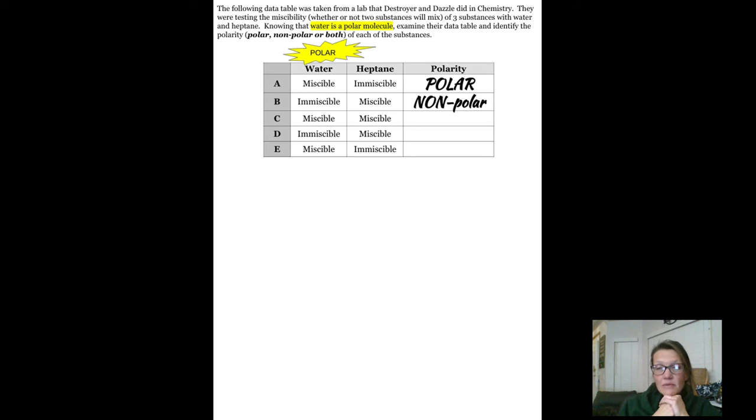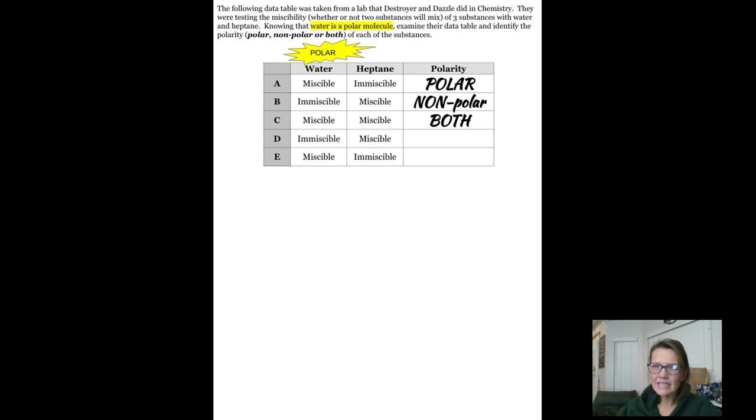Now, substance C was kind of exciting. It actually dissolved in both water and heptane, and this is something that can happen. Soap does this. It can mix with greasy substances and it can mix with water, and that is because it has both a polar and a non-polar end. Molecules that are really big can have one side that acts like a polar molecule and another side that acts like a non-polar molecule, and that's what we have happening here with C.